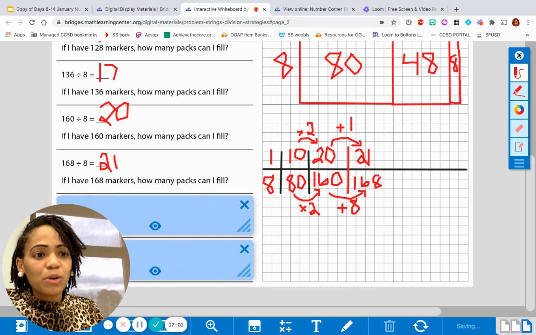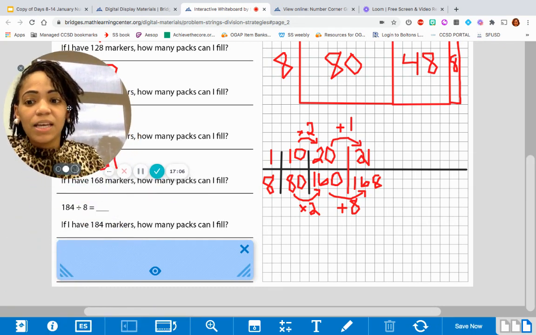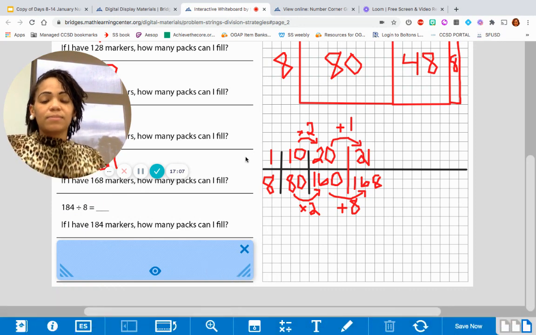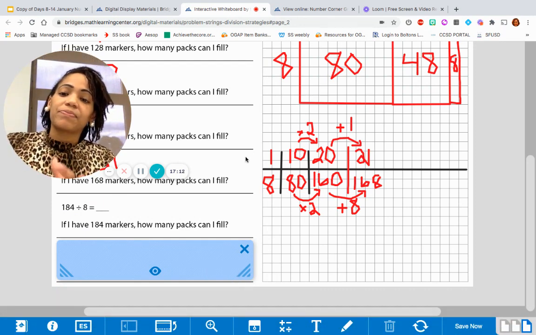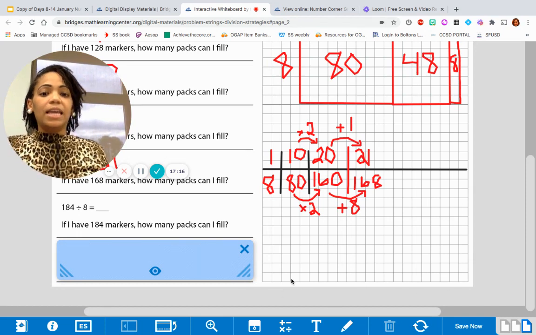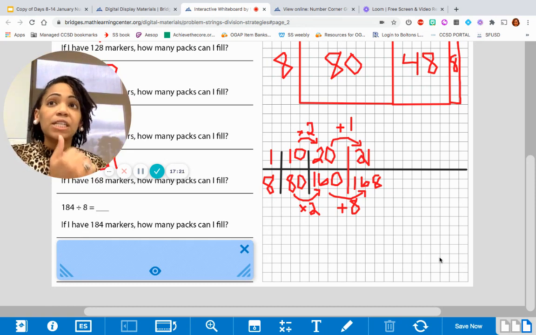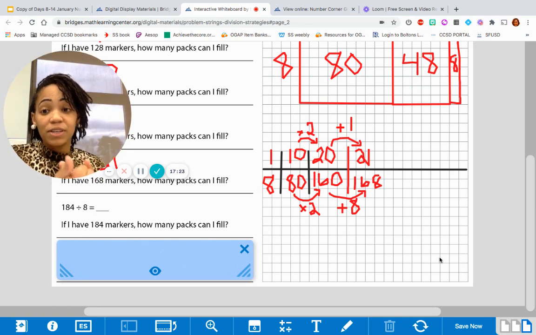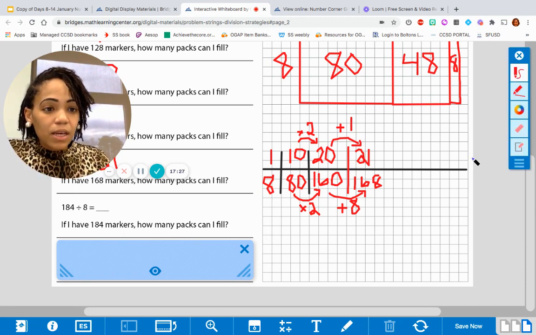Okay, we have 2 more problems. And this next problem is going to be interesting. It says 184. Well, maybe not this one, but the next one. 184. So let's think. Let's say I had a picture drawn of an 8 by 21, which was 168. How much more would I need to go or fill in to give me 184?